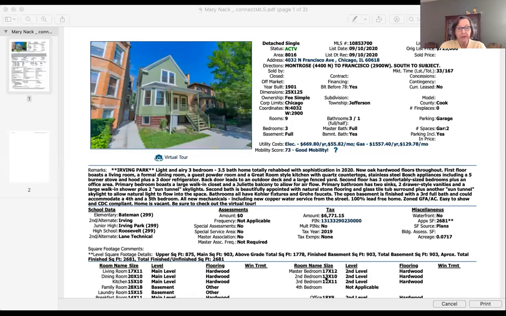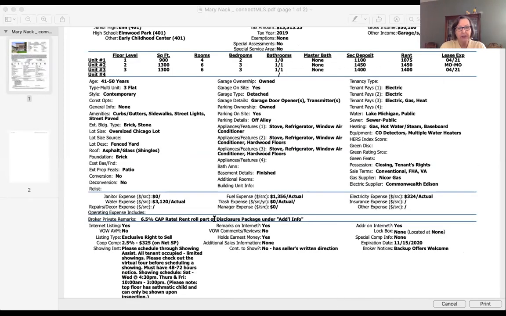So let me first start out with a single family home. Oh, that's not a single family home. That's a condo. Here we go. Is this it? This is it. Okay. Wait a minute. Here we go. I hope this is what you're seeing, the single family home.